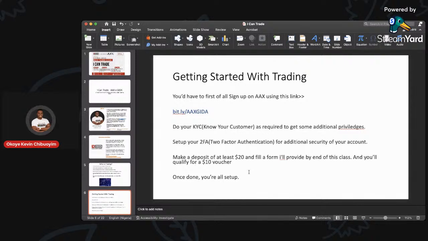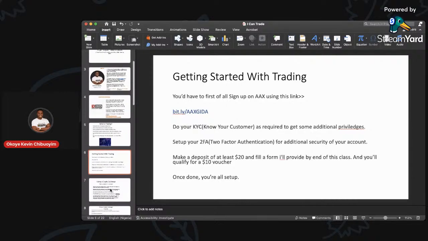And remember, whatever applies to this exchange that we're using as a case study applies to other exchanges like Binance and the rest of them. So whichever exchange you are using, all these still apply. Whenever you sign up on an exchange, the first thing to do is your KYC. The next thing to do is your 2FA, and then you proceed to make a deposit for trading.